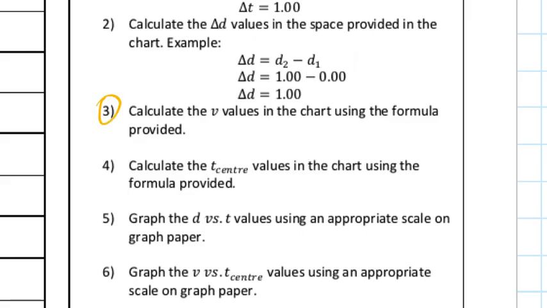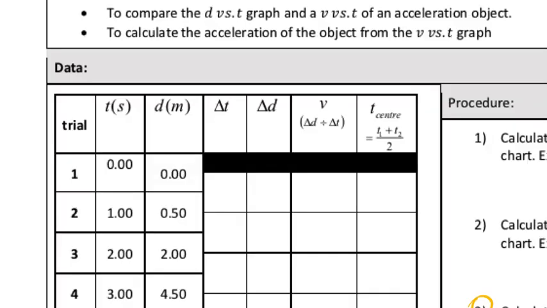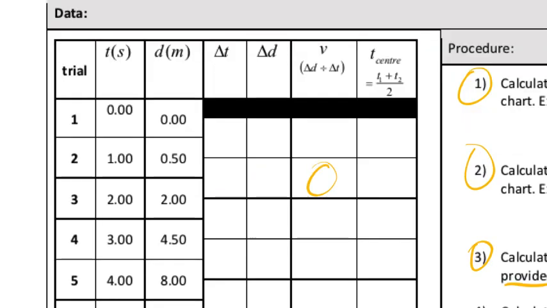Now for part 3 of the experiment, we're asked to find the V values in the chart using the formula provided. This is the formula I'm referring to: you're looking for the delta D over the delta T. So literally, these values that we calculated in parts 1 and 2 are what's used to get this value. It's going to be whatever is in this column divided by this one here, and that will give you your value. So the delta D divided by the delta T, and then you just keep going. For this value, it'll be this number divided by this number over here, and we just keep going all the way down, just like we did with the others.